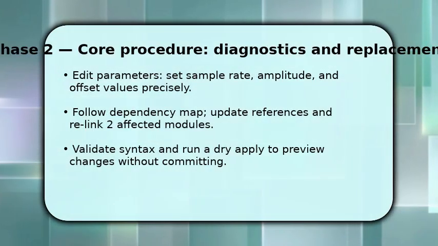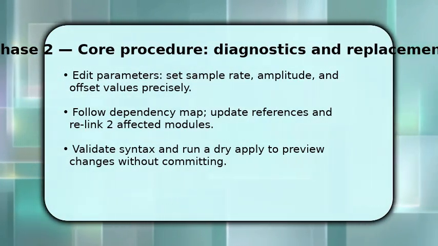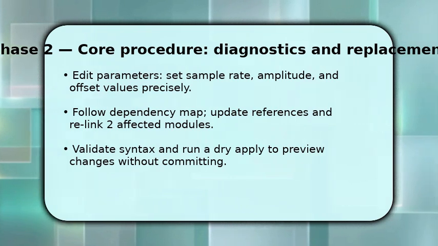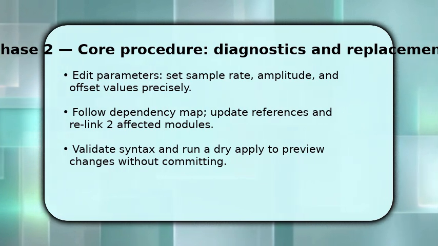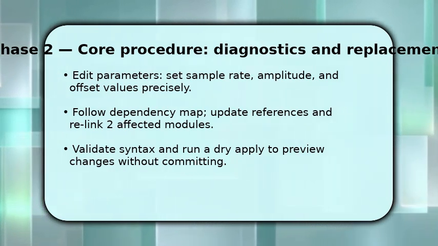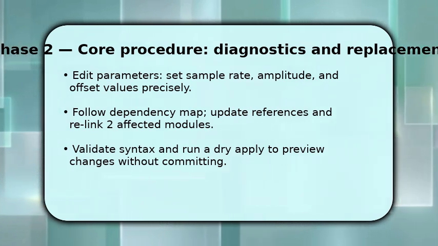Now you execute the middle steps. Edit the core parameters of the Fist Samp, adjust sample rate, amplitude, and offset with precise values. While you edit, refer to the dependency map and update any references. Relink the two modules that rely on this sample because unlinked dependencies cause runtime errors.